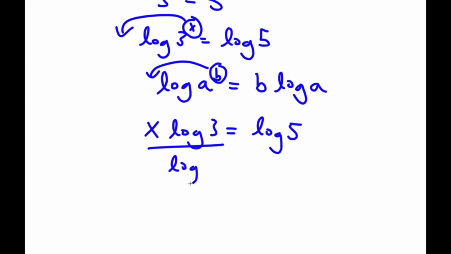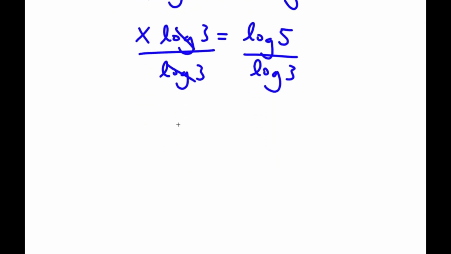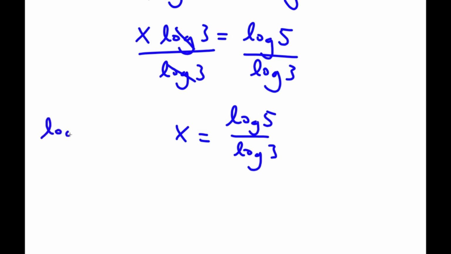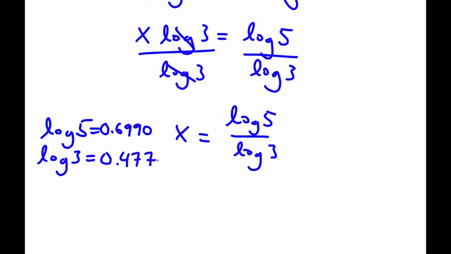Now I can go ahead and divide both sides by log 3. So then these two cancel out, and I'll be left with x is equal to log 5 over log 3. Now log 5 is equal to 0.6990, and log 3 is equal to 0.477.